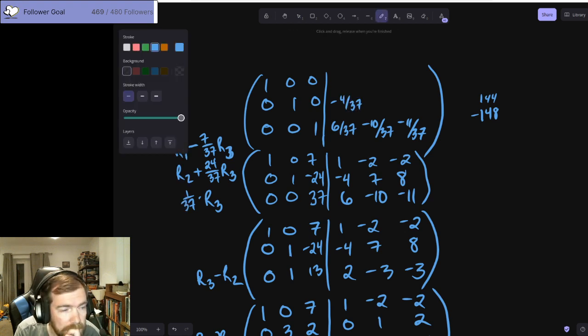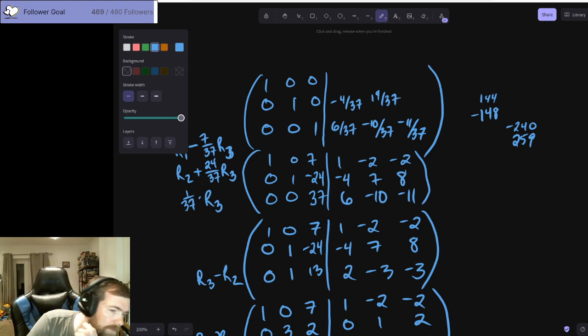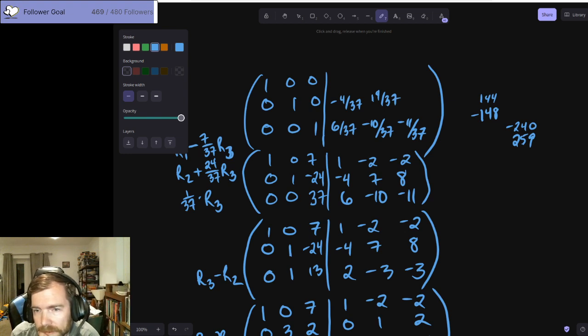Okay. So then we've got a middle thing here. Got to do the same thing. So 7 times 37 is going to be 210, 259. Right. And negative 10 times 24 is going to be a negative 240. Which leaves 19 37ths. Verified. Cool, cool, cool.